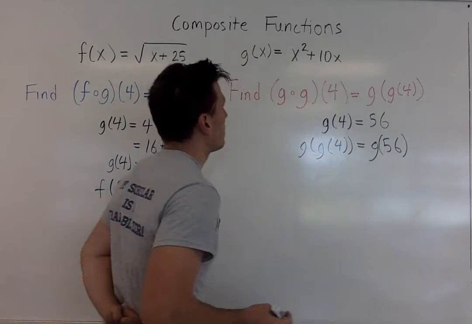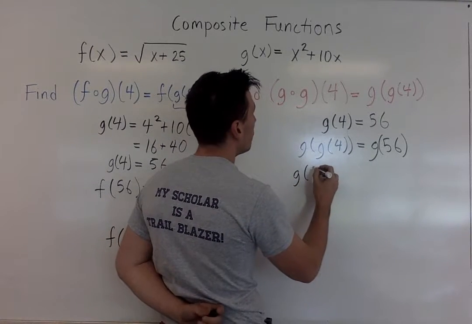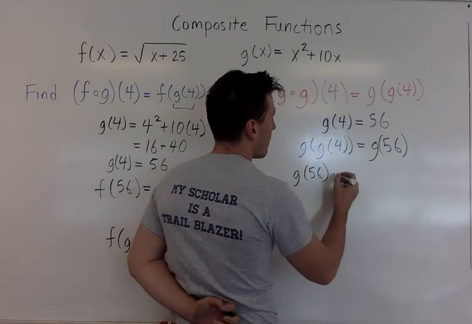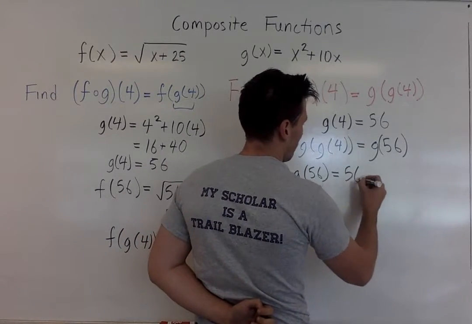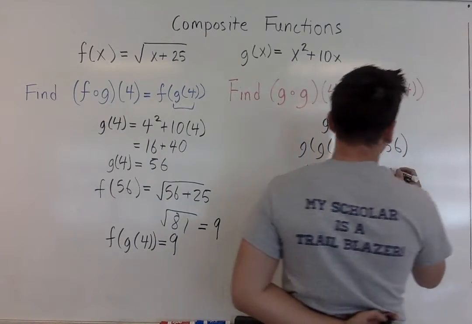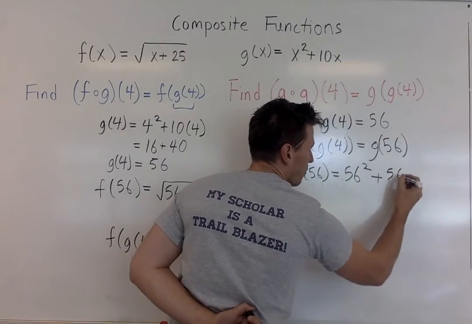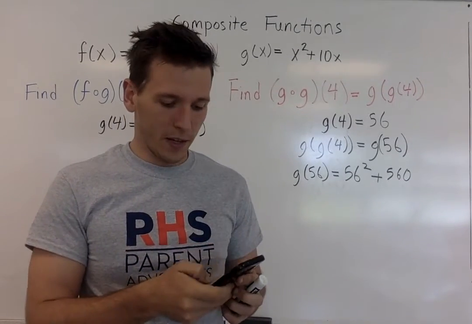56, which is some exhausting math, because what I realize now is that in order to compute g of 56, I'm going to have to know what 56 squared is, and I don't know that off the top of my head. I do know that 10 times 56 is 560. All right, excuse me while I cheat.